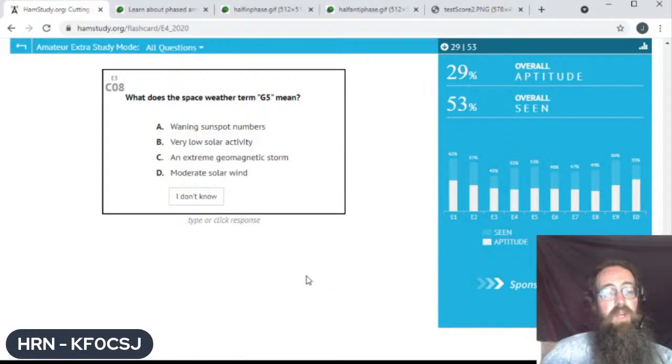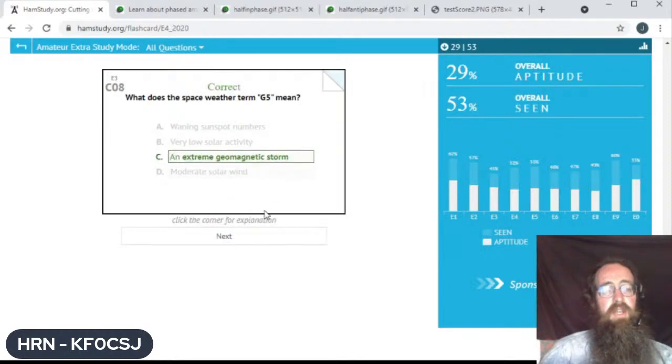What does space weather term G5 mean? A, waning sunspot numbers. B, very low solar activity. C, extreme geomagnetic storms. D, moderate solar wind. And I believe G5 is really bad geomagnetic storms. Yep.